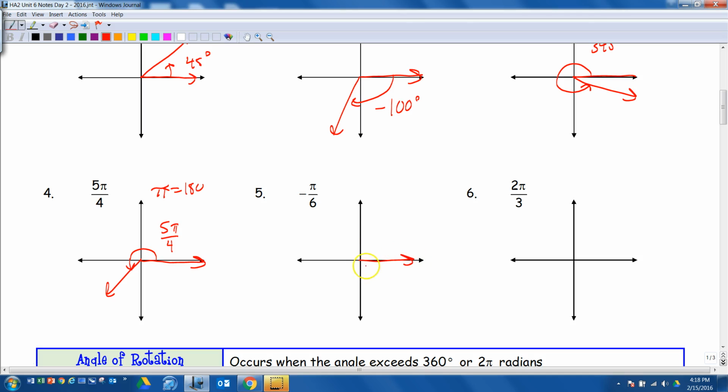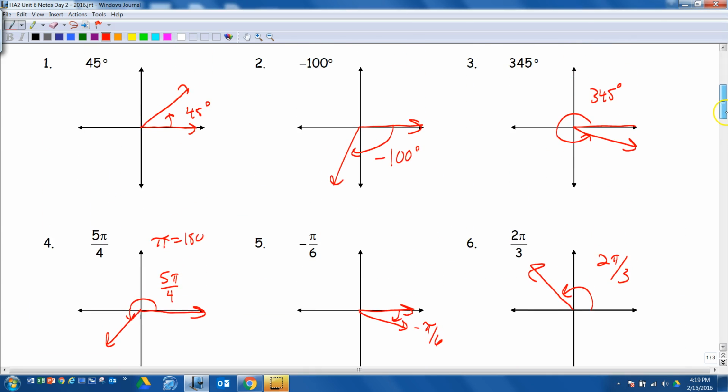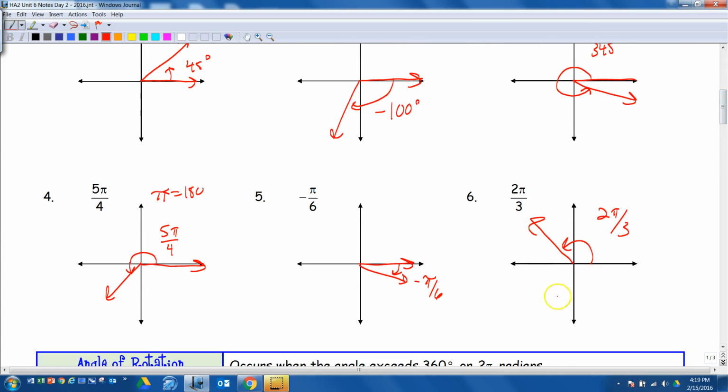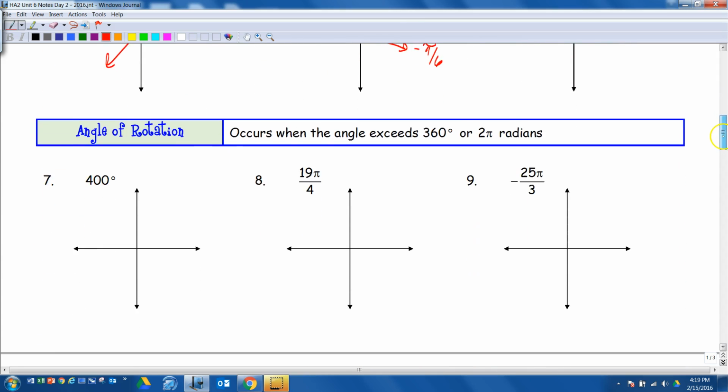Negative pi over 6 is negative, and pi over 6 is just 180 divided by 6, or 30 degrees. And 2 pi over 3 is not quite 3 pi over 3, but it's more than a half, which is 90 degrees. So it's somewhere over there. Okay, so that is just graphing. Go clockwise when it is negative, and go counterclockwise when it's positive. And if you need to convert, you can.